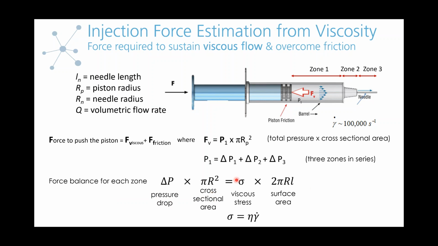And then this is going to be balanced by the hydrodynamic stress. And so this is going to be the viscous stress, which, as we just defined earlier, is the viscosity times the shear rate, times basically the surface area that the fluid is in contact with. So now this is going to be the circumference of the tubing times the length over which you're filling the sample with. So it's the internal area that's wetted by the fluid. And so this is what we're balancing. This is the force balance that we have.